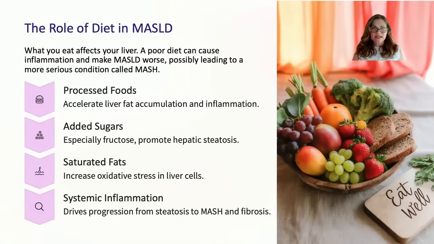The role of diet is crucial in managing MASLD. Poor nutrition patterns can trigger inflammation and worsen MASLD, potentially leading to more serious complications like MASH. Processed foods accelerate liver fat accumulation and inflammation. Added sugars, especially fructose, promote hepatic or fatty liver. Saturated fats increase the stress in the liver cells, and systemic inflammation drives the progression from just fatty liver to inflammation and then to the hardening of the cells.